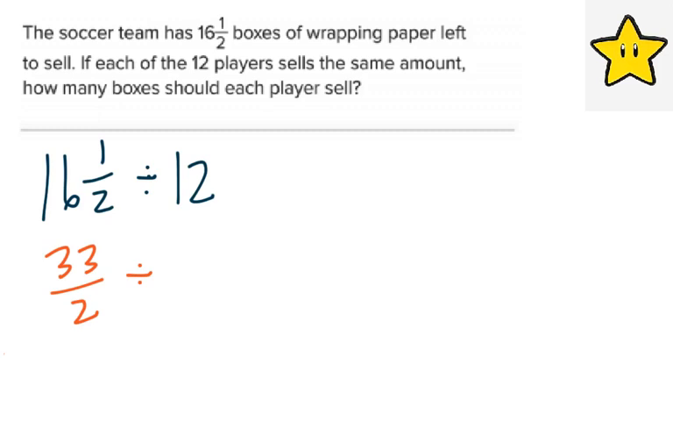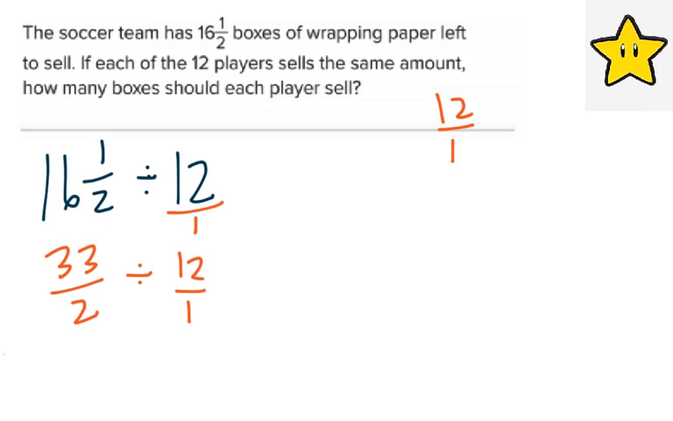Now 12 is a whole number, so how can I change 12 into a fraction? Some of you might think, oh, I can put 12 over 12, but that actually is one whole. And our problem says divided by 12 players, not one player. So when you want to make a whole number into a fraction, you have to put it over 1. So I'm going to put it over 1, and this is our new problem.